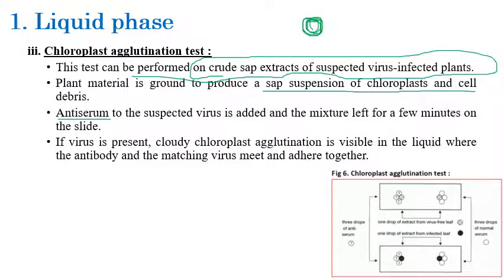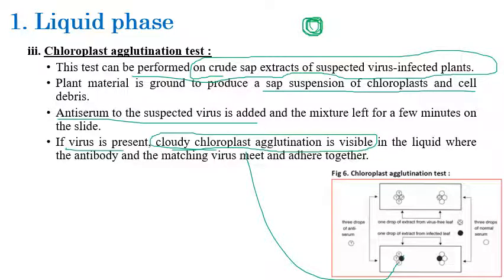Now anti-serum is added to the sap containing the virus particles. Let it stand for some time, maybe 5 or 10 minutes, depending on the reaction. If virus is present, cloudy chloroplast agglutination is visible, like this here. If no virus is present, it won't react. We can see here: if no virus, no reaction. If the virus is present, cloudy chloroplast agglutination is visible, and this can be matched with the presence of virus.